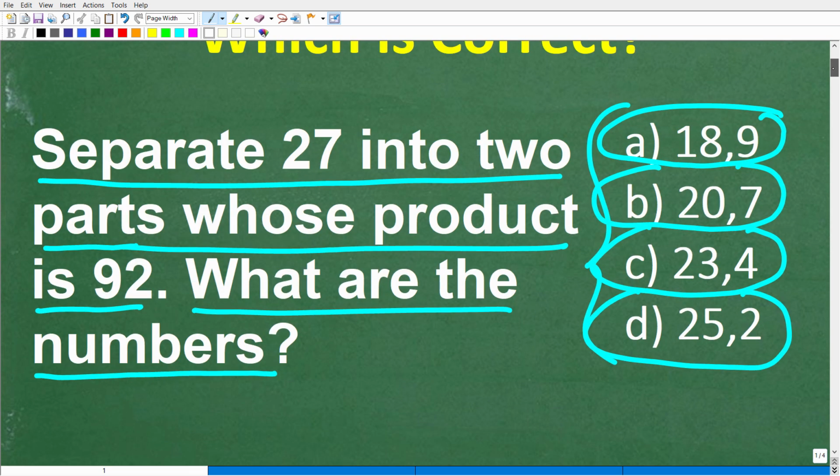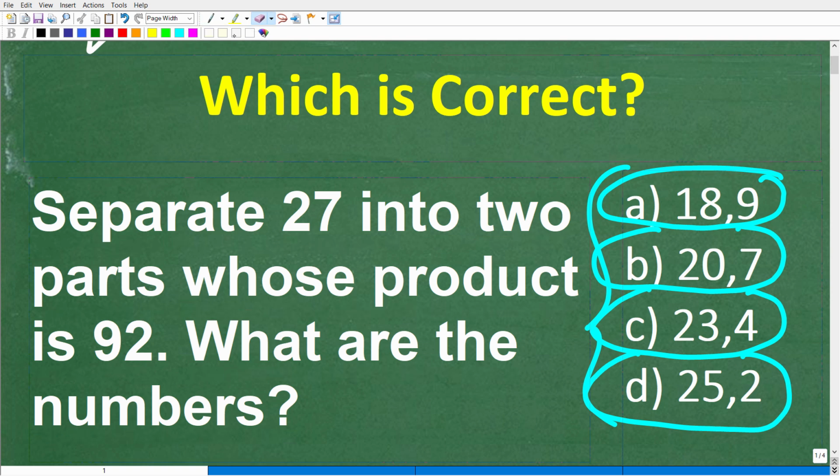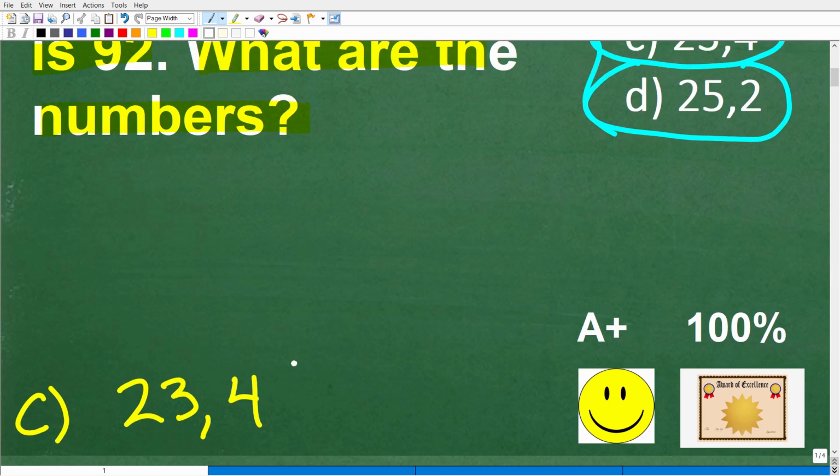All right, so let's take a look at the problem one more time before I show you the answer. So we want to separate the number 27 into two parts, or two numbers whose product is 92. What are the numbers? All right, so let's take a look at the answer. The correct answer is C, 23 and 4.